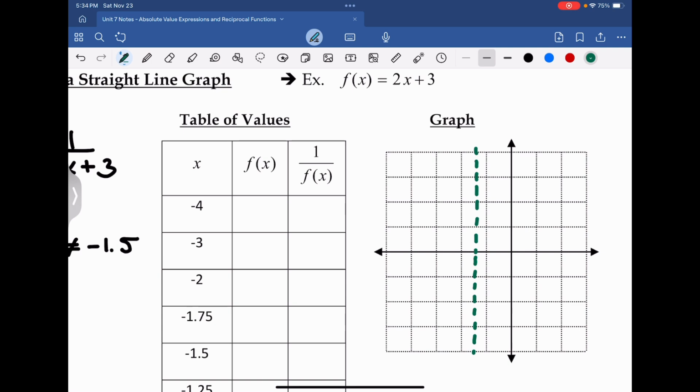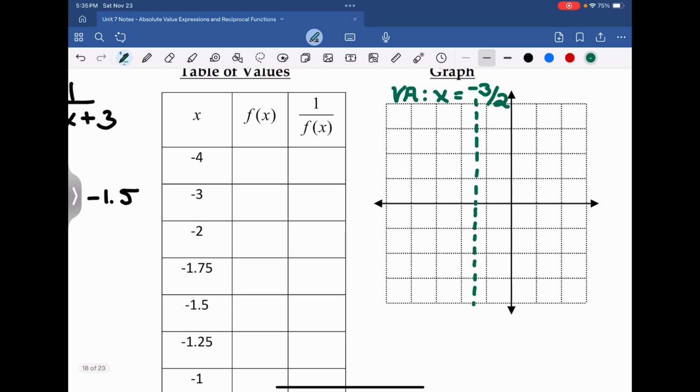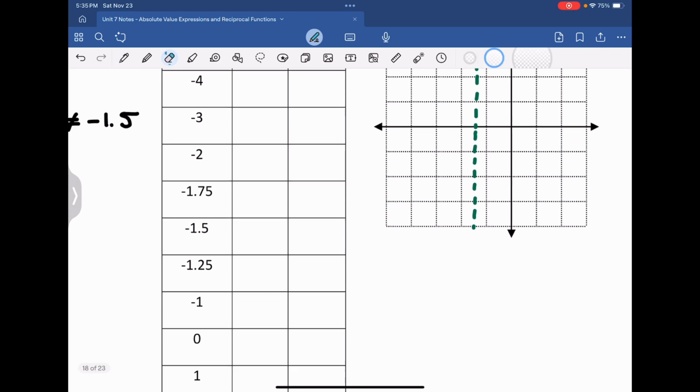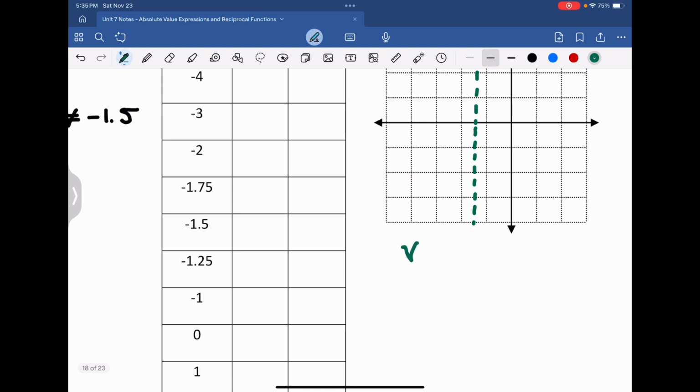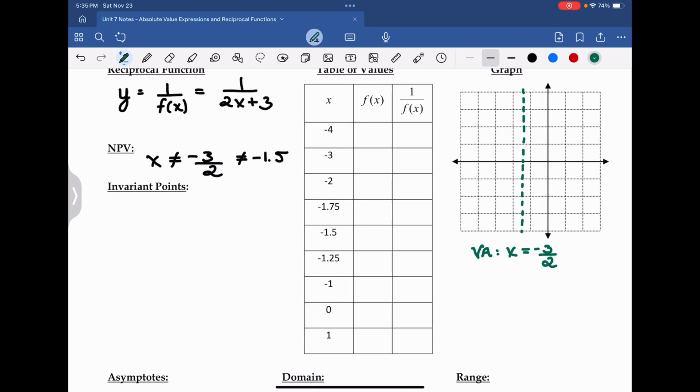And then what you can do on your graph is you can write it in. You can say, this is my vertical asymptote where x is equal to negative 3 over 2. Okay, now, actually, I might just write it below, because I want to make sure that this graph is as neat as possible as we're constructing it. And so my vertical asymptote is where x is equal to negative 3 over 2. Excellent, there we go. Just so we have it on there.